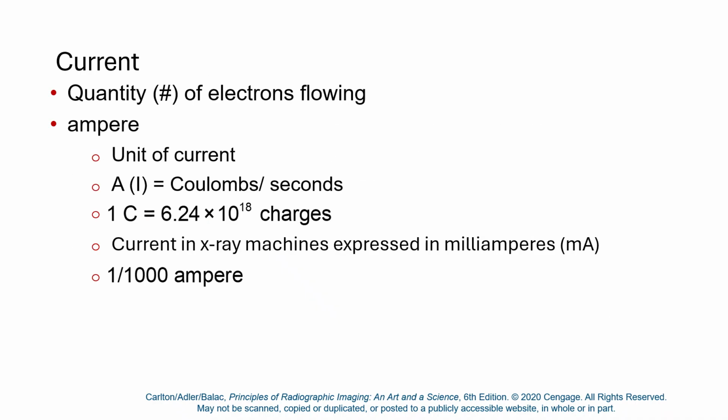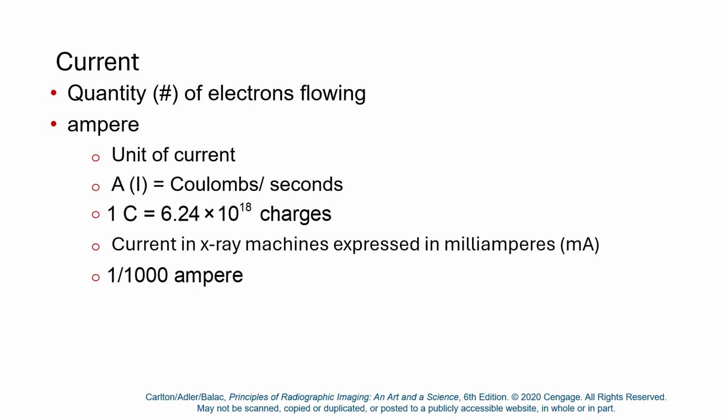Okay. So getting back to current as a measurement, it's the quantity of electrons flowing. Okay, so we figured out the SI term here for measuring quantities of charges. That's in units called coulombs, capital C. 1 coulomb is 6.2 times 10 to the 18th charges. If we have that many electrons flowing past us in 1 second, then we have an ampere, or amps. Okay?